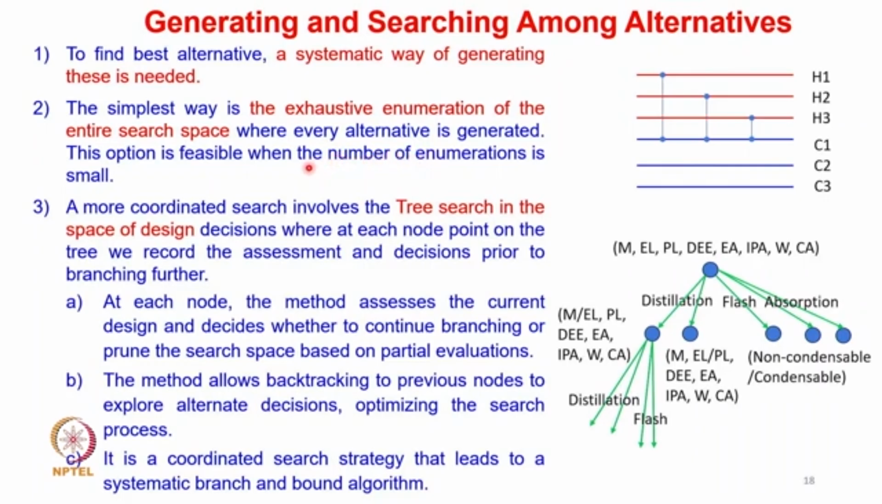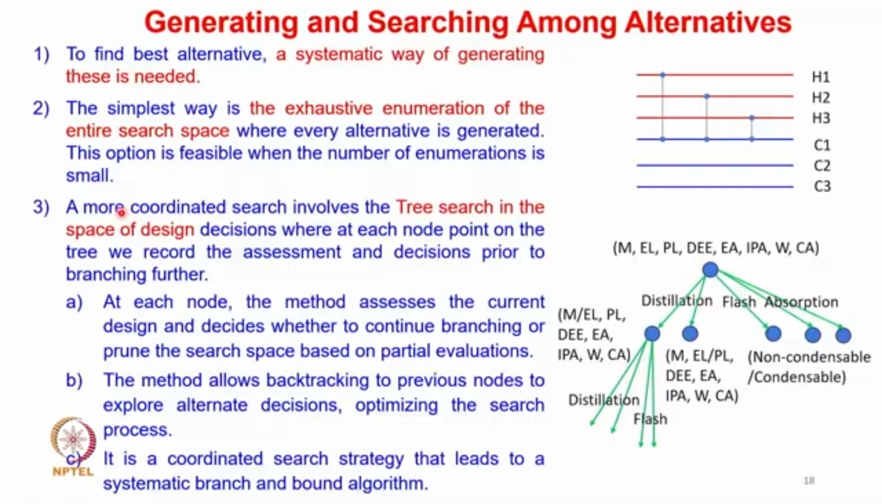can be selected. So clearly this particular methodology is extremely time consuming and can be performed only if the number of enumerations is small. But if the number of enumerations is large, in such cases a more coordinated search involving the tree search in the space of the design decision is performed. So in this particular case, at each node point on the tree, we record the assessment and the decisions prior to the branching further. At each node, the method assesses the current design and decides whether to continue branching or prune the search space based on the partial evaluation or not.